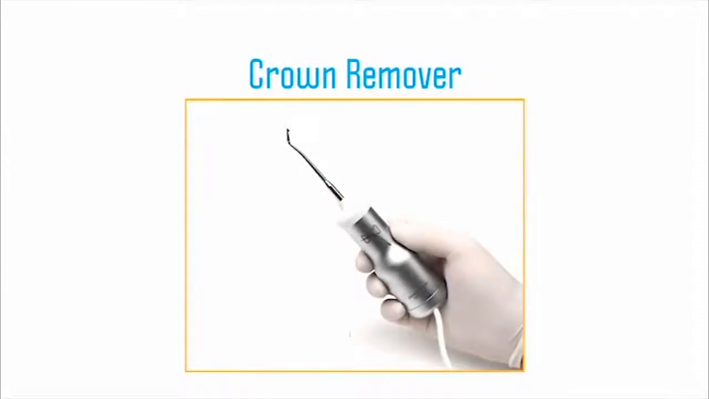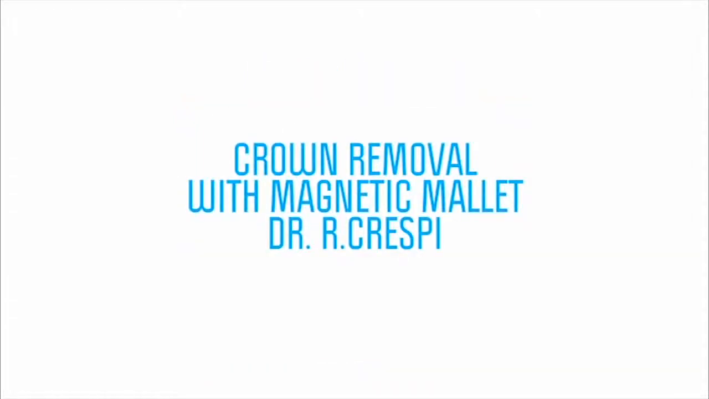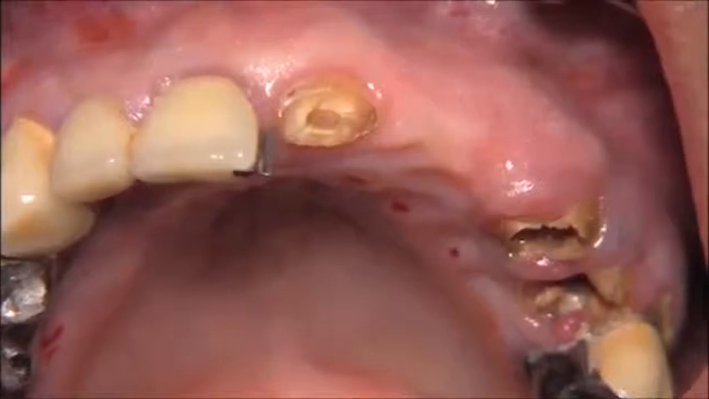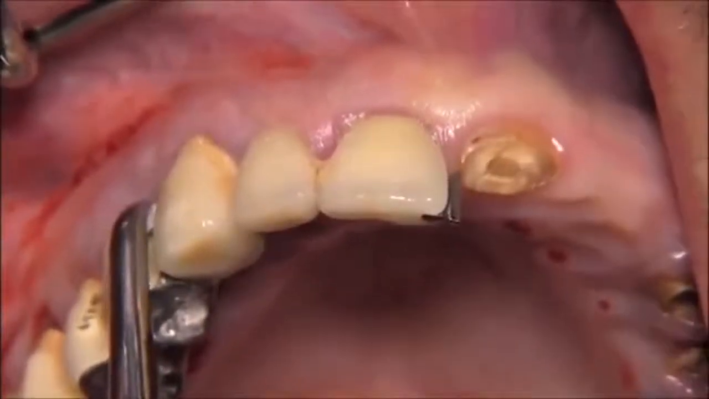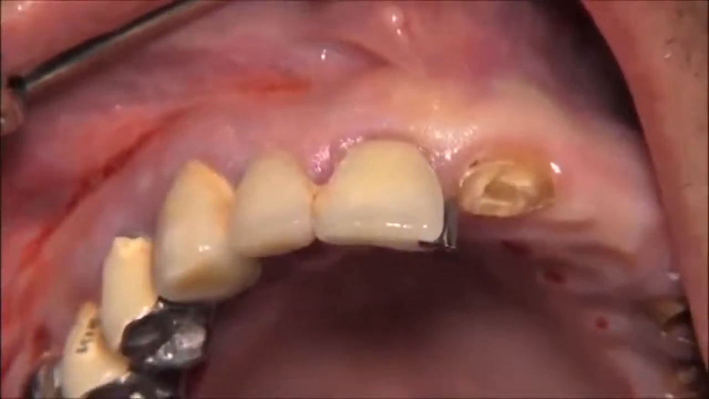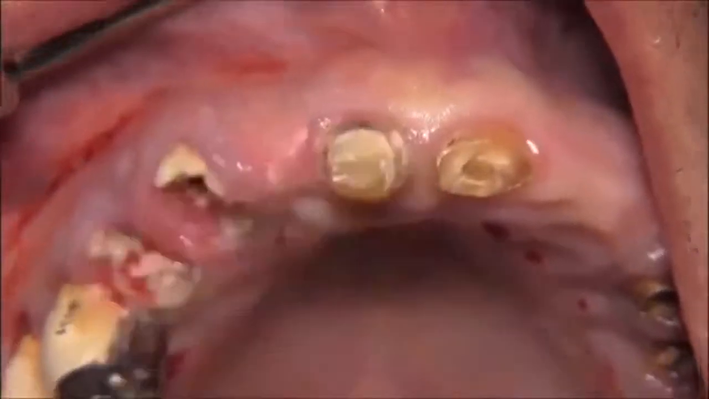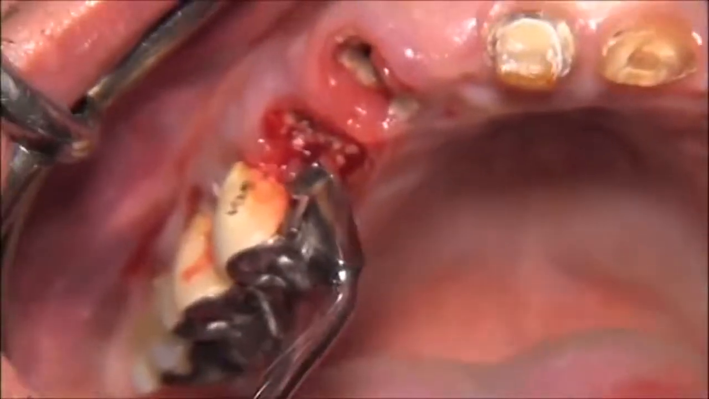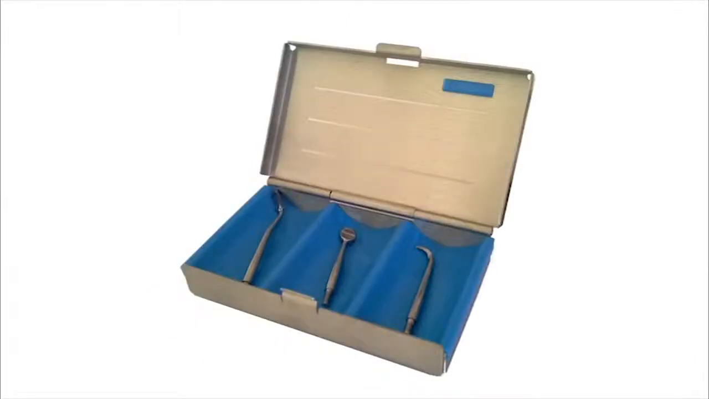A further evolution of the magnetic mallet is the crown remover handpiece, suitable to remove crowns and bridges. The handpiece operating is the same one as the osteotome handpiece, but the power is applied in reverse mode. With the crown remover handpiece, you obtain the deformation and the breaking of the retention cement and the consequent loosening of the crown or the bridge to be removed. The crown remover handpiece is supplied in its kit with a container and three which can be sterilized by autoclave.